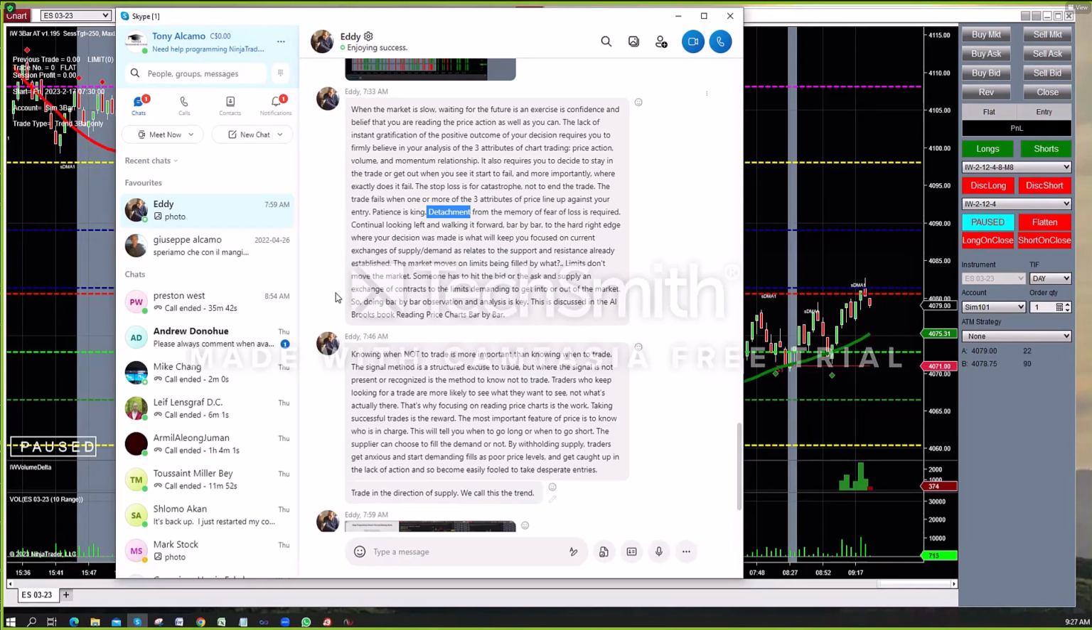So by withholding supply, traders tend to get anxious and they start demanding fills at poor price levels. So you see a signal and you want to get in where you want to get in, but it may not happen, where the supplier may withhold. Remember, he sees everything you see plus more. He sees the patterns you see on your chart.